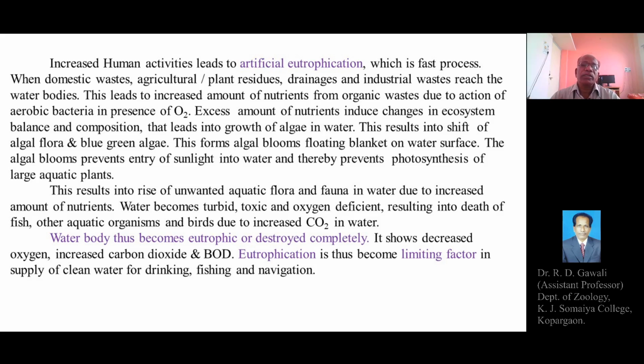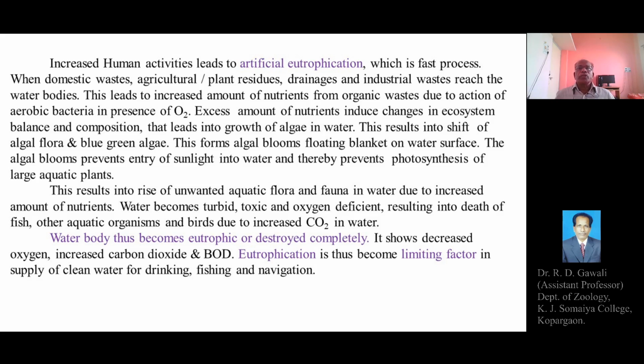So, ultimately in the final stage of eutrophication, due to the increased number of undesired flora and fauna, there is a death of fish, other aquatic organisms and birds due to increased carbon dioxide in water. So ultimately, these are the adverse or unfavorable conditions produced in the aquatic ecosystem due to the increased quantity of nutrients or productivity, and this results in the undesired growth or rapid multiplication of aquatic flora and fauna, which leads to an increased quantity of carbon dioxide, and the carbon dioxide will not be used for photosynthesis due to the formation of algal blooms on the surface of water.